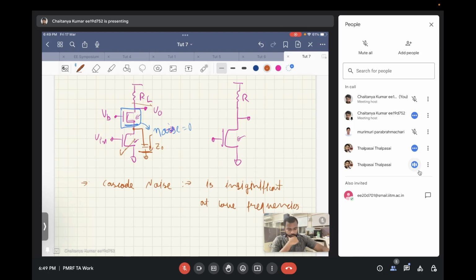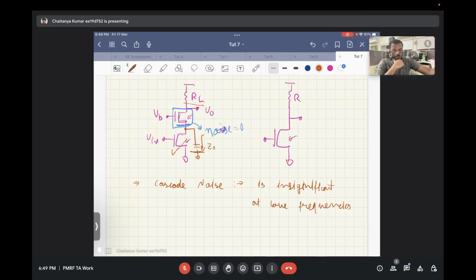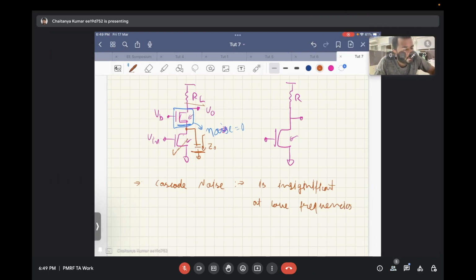Yes, sir. So for high frequency, we need to replace one cascade, sorry, cascading techniques. Come again. For a high frequency, the parasitic capacitance and resistance will come into picture, no, sir. Yeah. At that time, what will we do, sir, for noise?